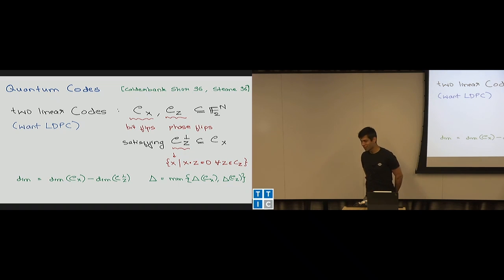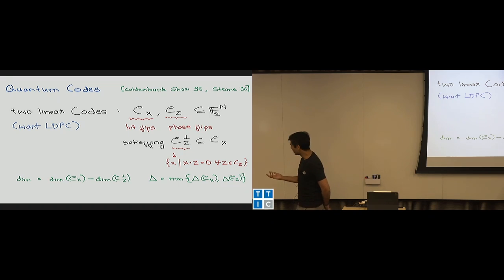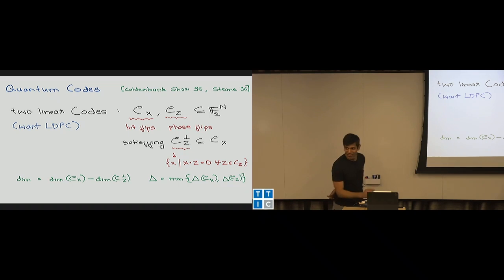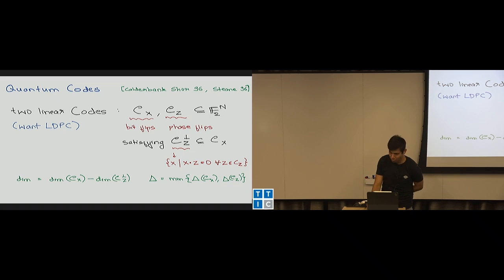More questions? Yeah, this perp notation I don't like, but it's there. It's not the Hilbert space perpendicular or the orthogonal. No, it's just a dual space, still a vector space.